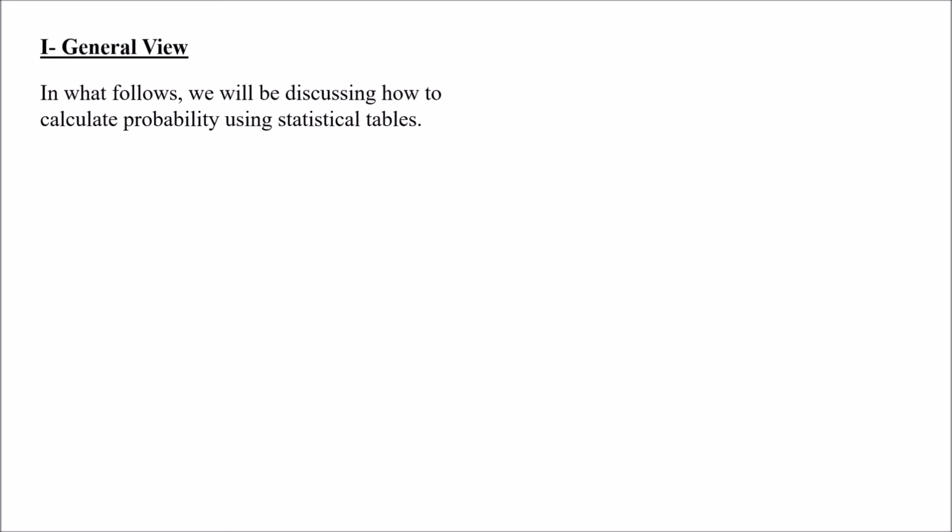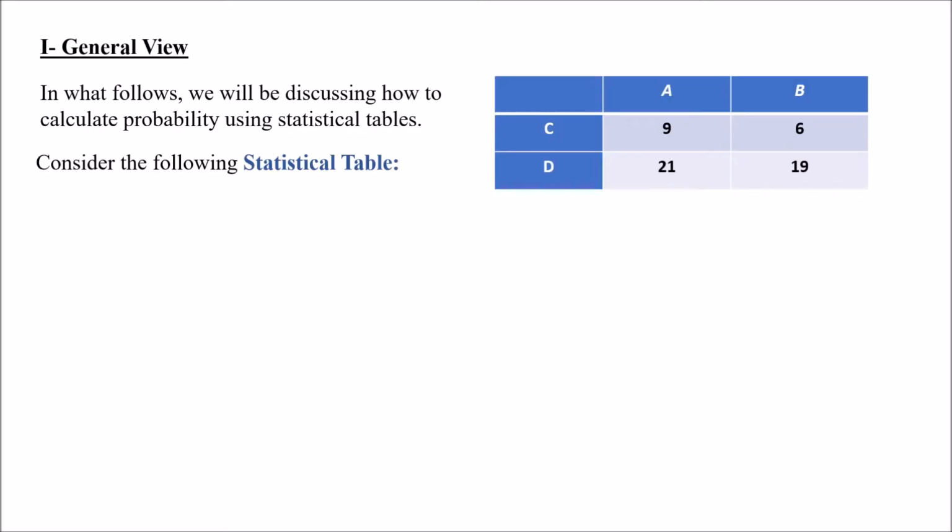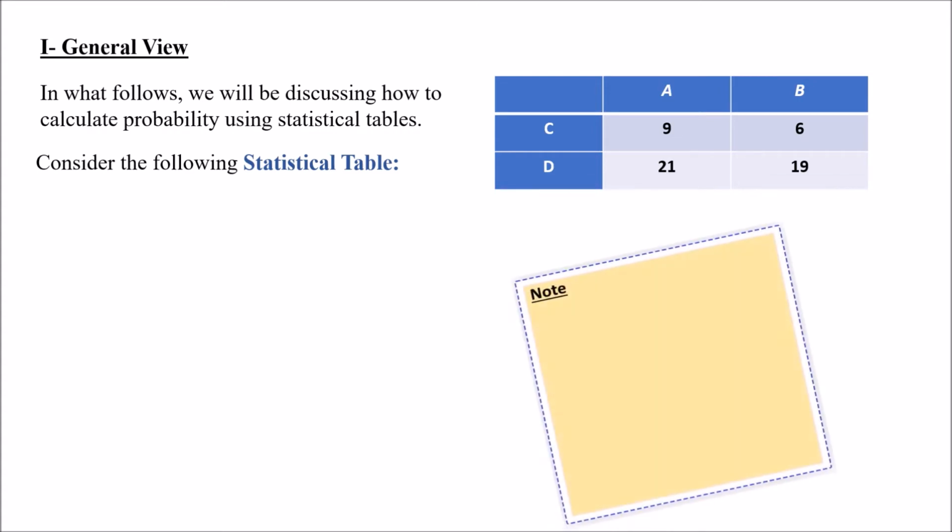Number 1, general view. In what follows, we will be discussing how to calculate probability using statistical tables. Let's consider the following statistical table. I need you to know that the first step, even before reading the questions, we should write the total of each column and each row.